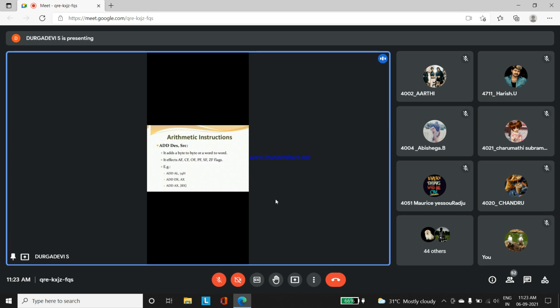See the second set of instructions: arithmetic instructions. These all are self-explanatory only, but you have to know the opcode. In a high-level language, C equals A plus B, right? So for example, A and B are 2 and 3: 2 plus 3, answer 5, and 5 will be stored in the variable C. In assembly level, you cannot use variables, you have to use registers.